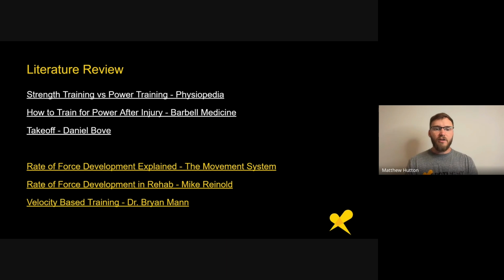And then lastly, Takeoff by Daniel Bove. Sadly, I don't get paid commission for selling that book, but it's a really good book if anybody's trying to learn more about force plates. It's pretty dense. There's a lot of information in terms of biomechanics and force, truly breaking down all of the different variables and components. But if anybody's looking to experiment more with force plates, I highly recommend checking out that book to learn more along your way.